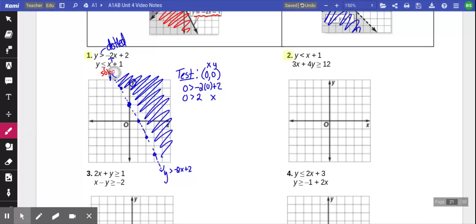The second one is going to be a solid line, right? Same idea. We're going to take x plus 1 and graph it. So 1 is our y-intercept, and our slope is 1, which is up 1 to the right 1, or it could be down 1 to the left 1.